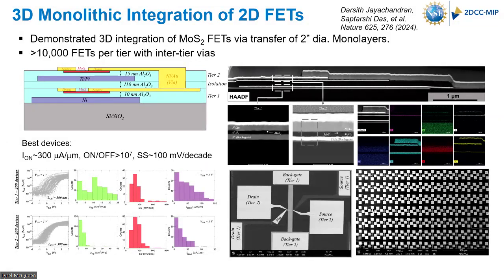So now you have 2 or 3 tiers of devices that are stacked one on top of another. And in each tier, there's about 10,000 FETs, so a large number of FETs. The main interest here was to look at the performance of devices in, say, the first tier, the second tier, to understand the impact of subsequent processing on the device performance. And the upshot is that the devices weren't degraded that much. So this is a really nice result.